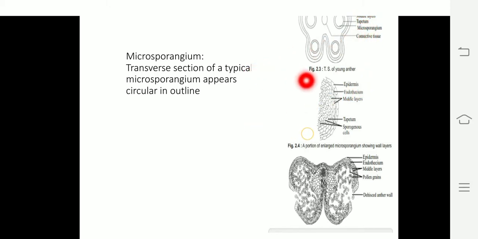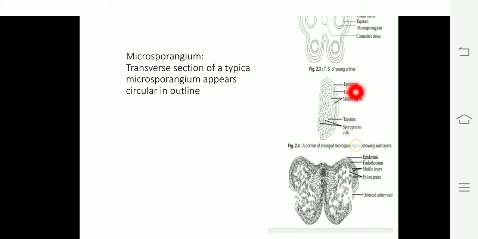These four protective wall layers, the outermost is called epidermis, the second layer is called endothecium, the third one is called the middle layer, the fourth one is tapetum, and in the center it shows the presence of the sporogenous tissue. Epidermis has a single layer of compactly arranged cells. These cells are protective in nature.